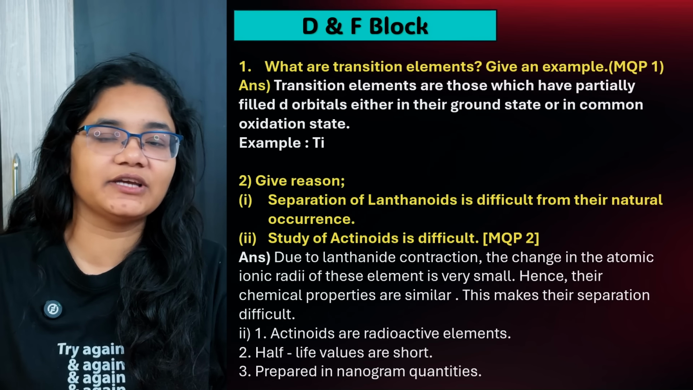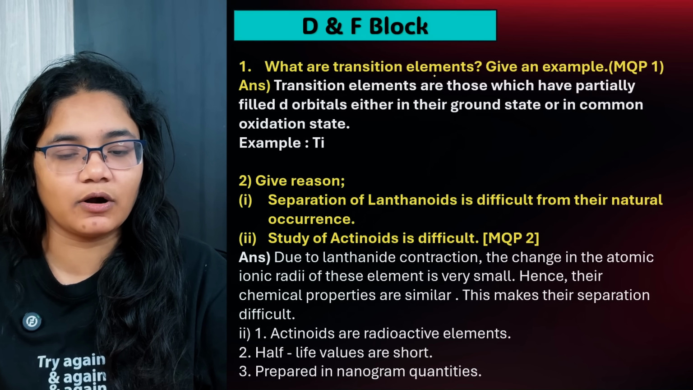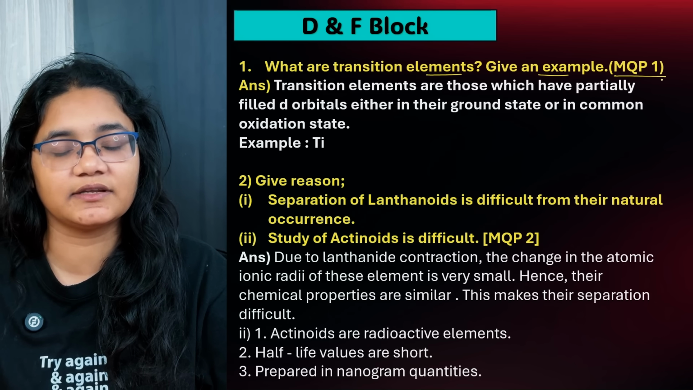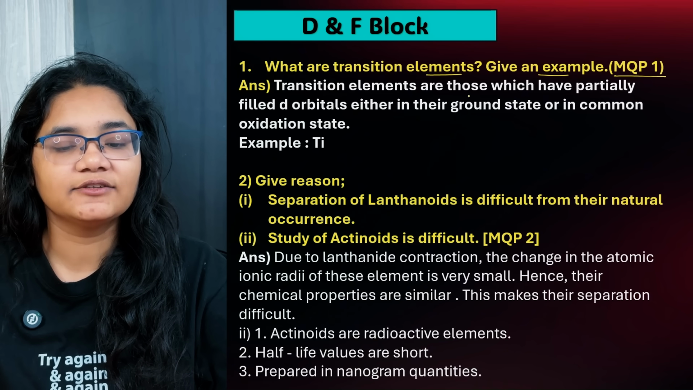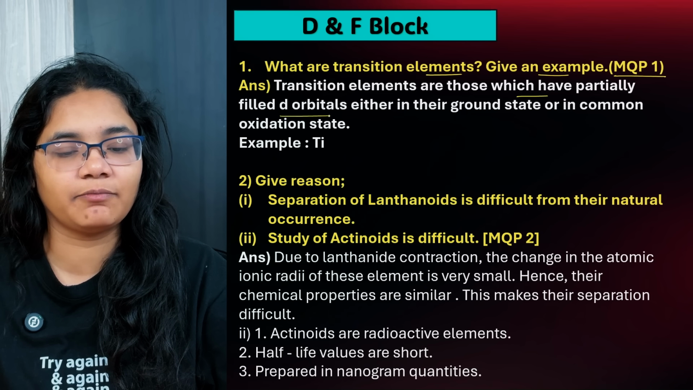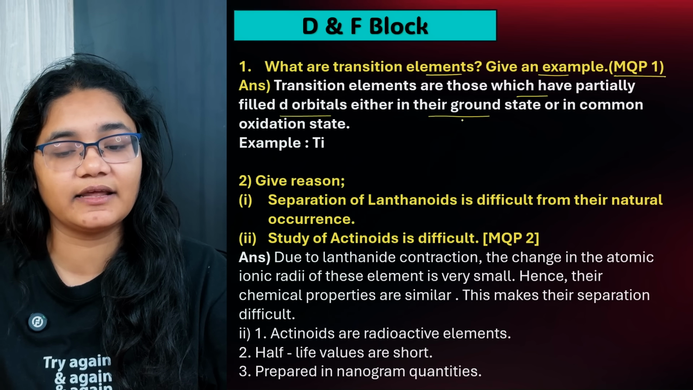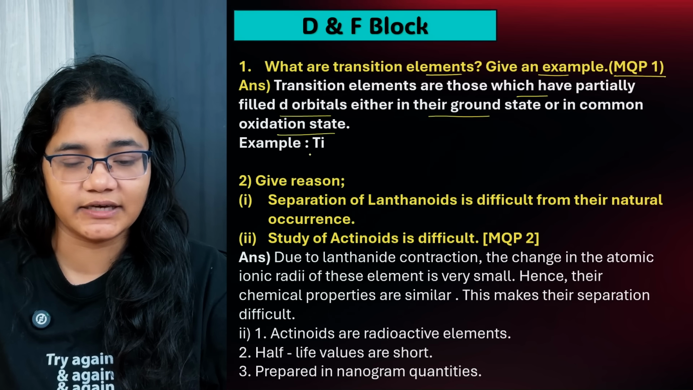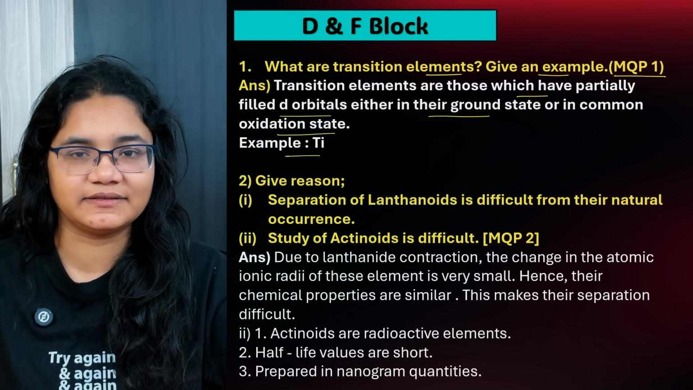Now we'll move to the next chapter, that is D and F block elements. So what are transition elements? Give an example. This is a question from model question paper 1. Transition elements are those elements which have partially filled d orbitals either in their ground state or in the common oxidation state. You can write any example except zinc.